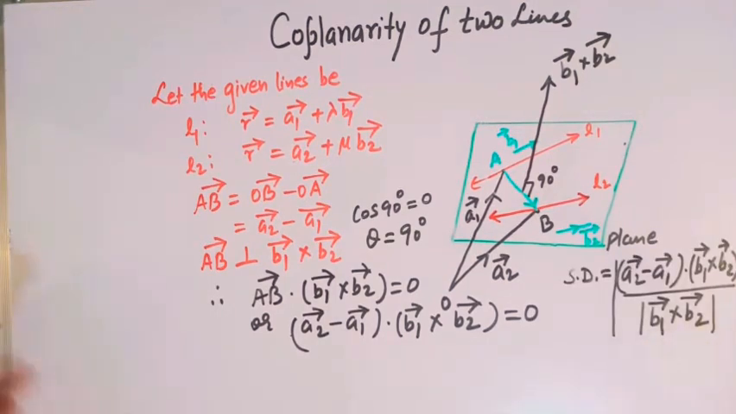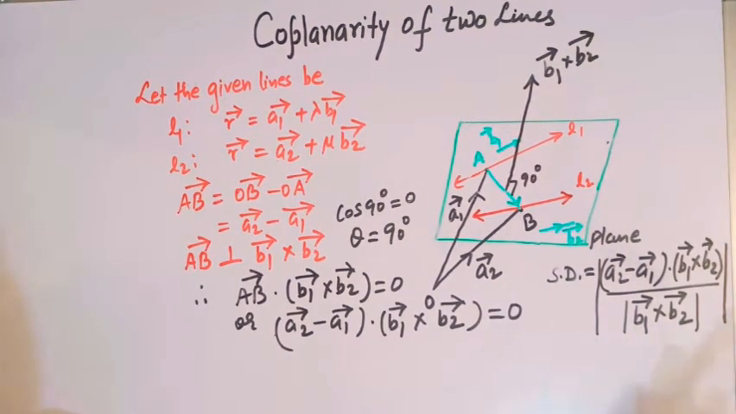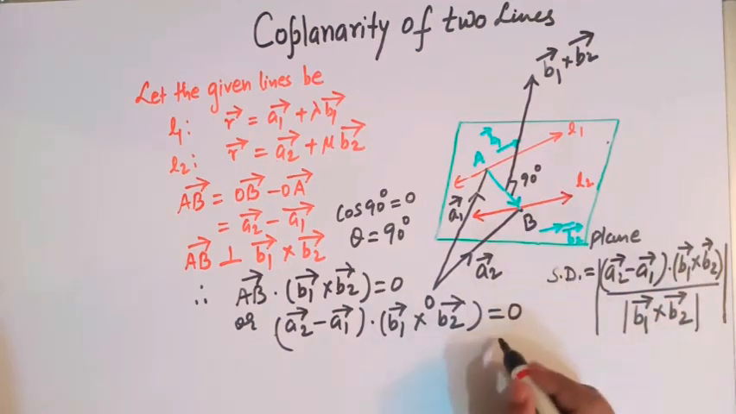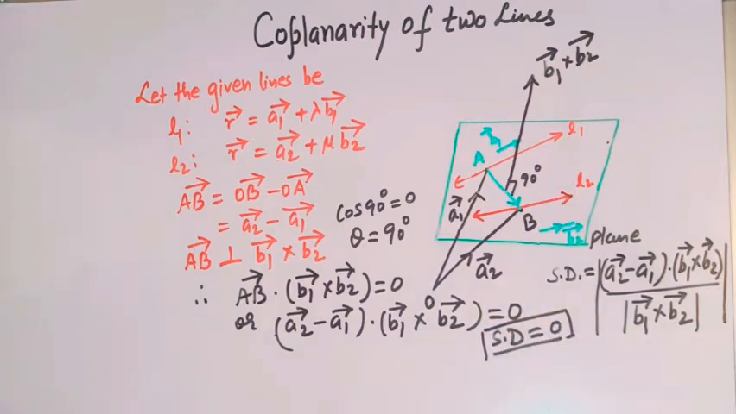Now we know that the shortest distance between two non-intersecting lines, that is two non-coplanar lines, or in other words the shortest distance between two skew lines, is given by this formula. And here we see that if we substitute the value of this expression as 0, we get the shortest distance 0, right? So if two lines are coplanar, then the shortest distance between the lines is 0, right?